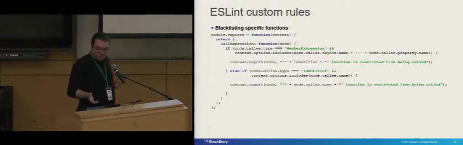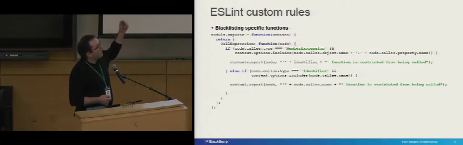So I've included two sample rules here. ESLint has a built-in rule for blacklisting modules. It has no built-in rule for blacklisting functions, so I threw that together. And then in my ESLint configuration file, I've got a list of functions that are blacklisted that I got warned on. And so this just tests the function based on the function name directly or the module dot the function name.